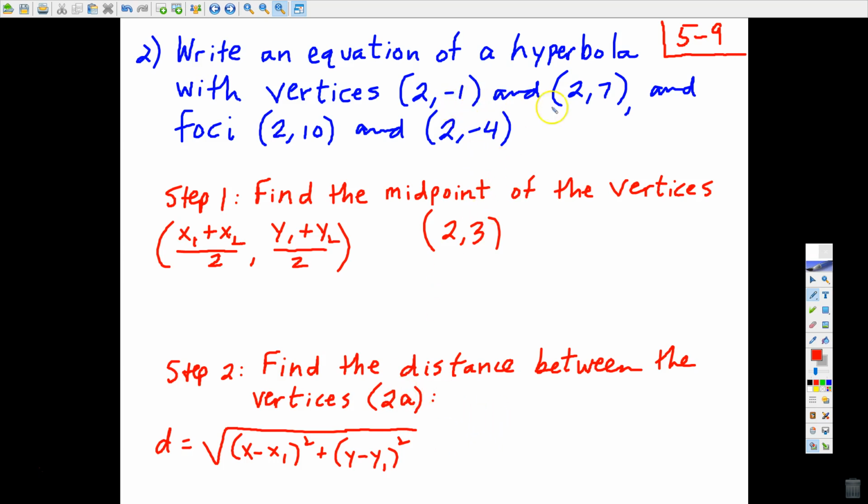But a lot of times it's easy enough just to count spaces. We know that from 7 to -1, that's a total of 8. So 2a is equal to 8. That means a would be half of that. And a is really the number that I'm looking for when I write the equation. So we'll keep that in the back of our mind. We know what a is, and we know what the center of the hyperbola is.